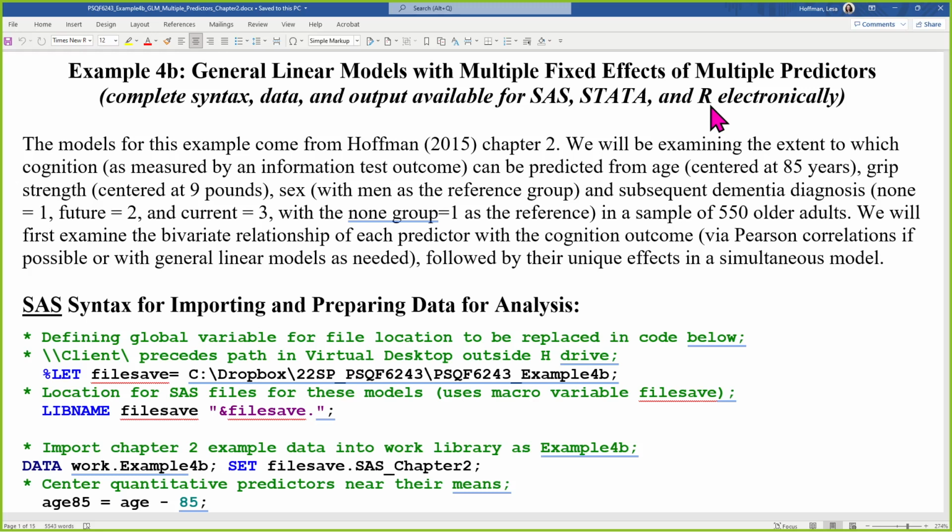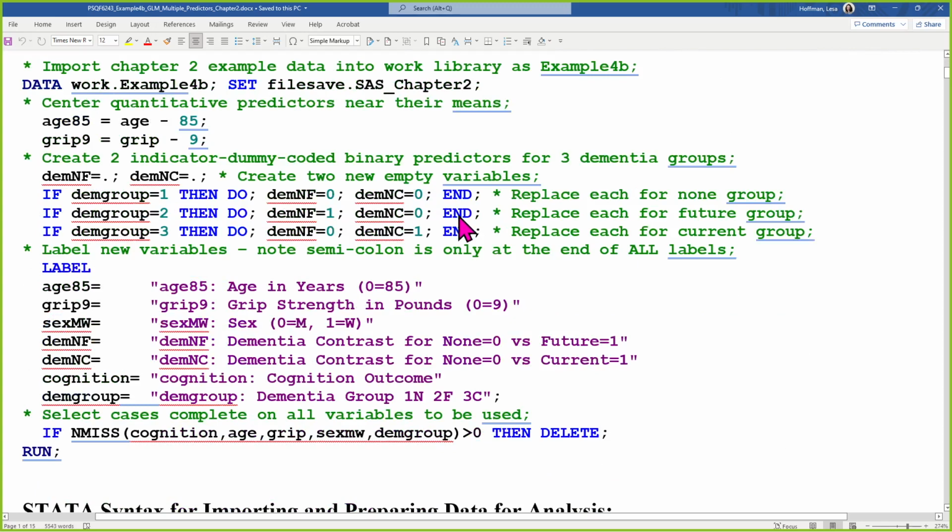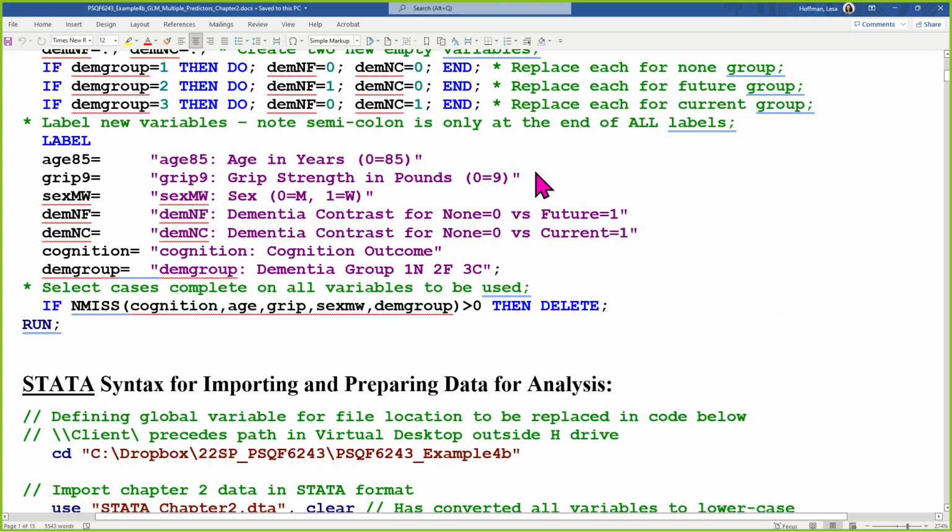550 older adults were predicting an outcome that is called cognition from age, grip strength as a proxy for physical function, dementia diagnosis, which is a 3-category grouping variable, and gender, coded such that men are the reference group. So last time we went through the setup of all of the variables. So this is something that you've already figured out how to do.